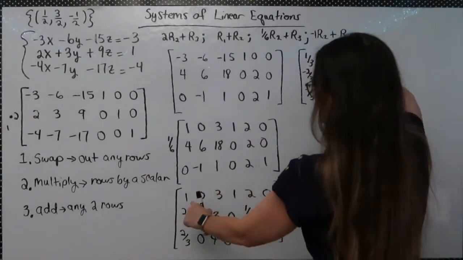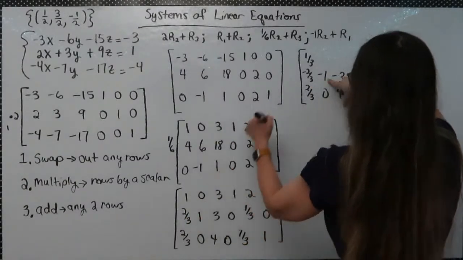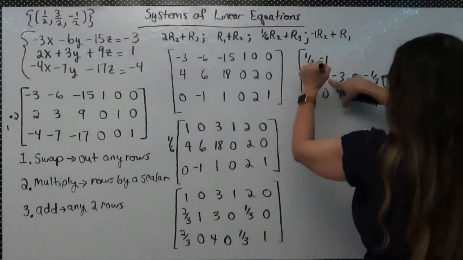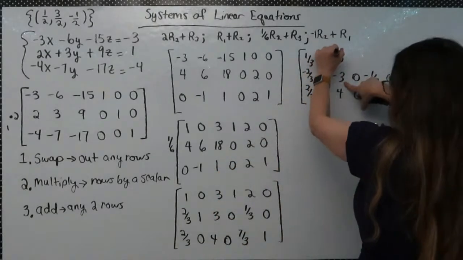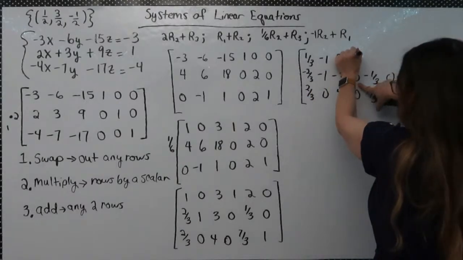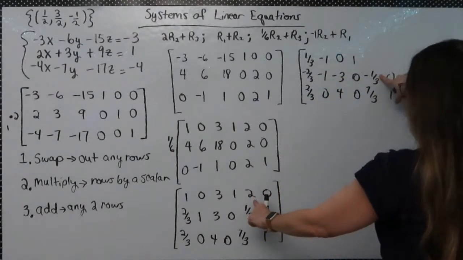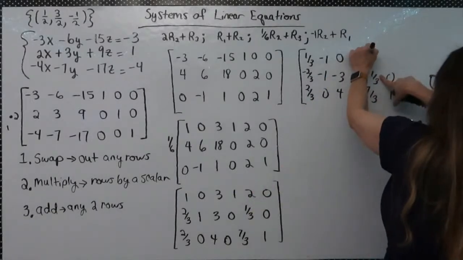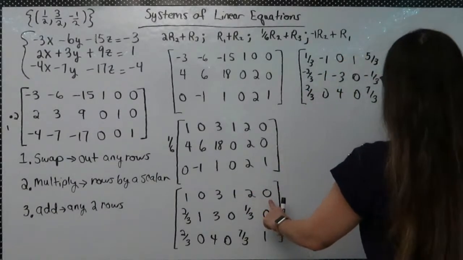So these two, this is going to become a -1. That's going to become 0. That's going to become a 1. 6 over 3 minus 1 over 3 is 5/3. And we got 0, and 0 is still 0.